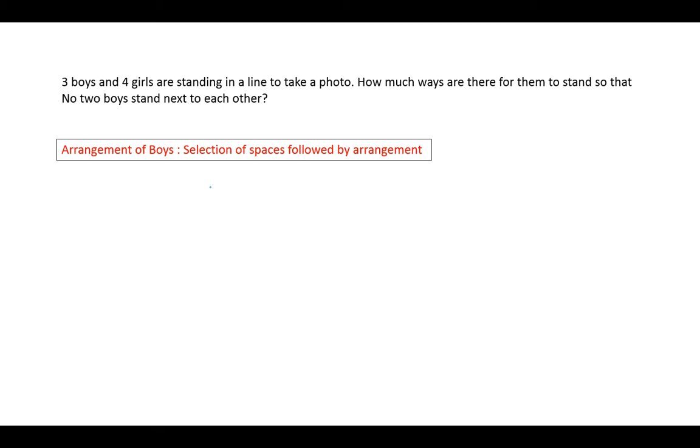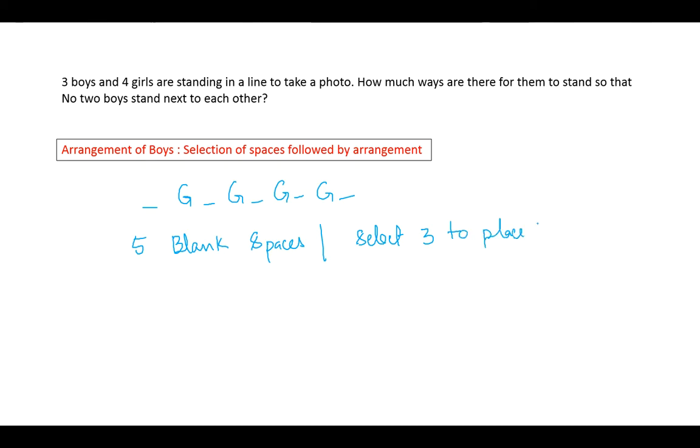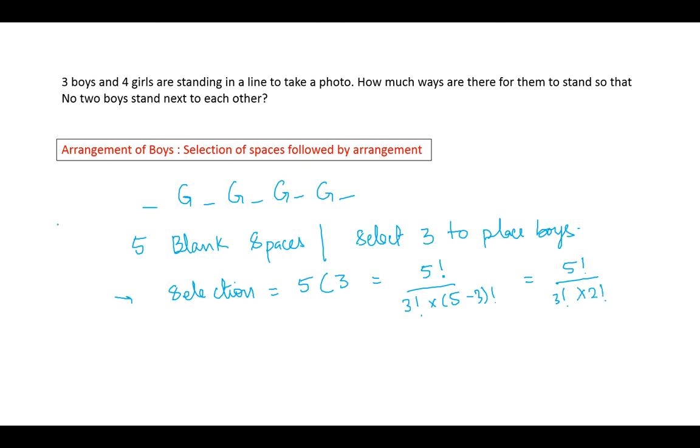Now after the girls have been arranged, what I'm left with is 5 blank spaces, and what I have to do is select 3 to place boys. So the selection we have studied can be done in 5C3 ways, right? And the formula for that is what? If you remember, it is 5 factorial by 3 factorial into 5 minus 3 factorial, which is nothing but 5 factorial by 3 factorial into 2 factorial. Okay, so this is my second part.